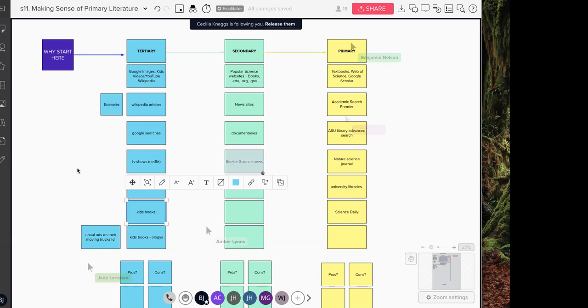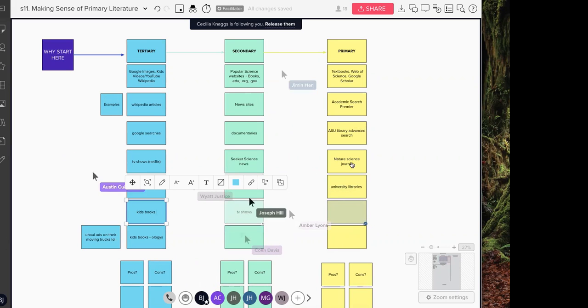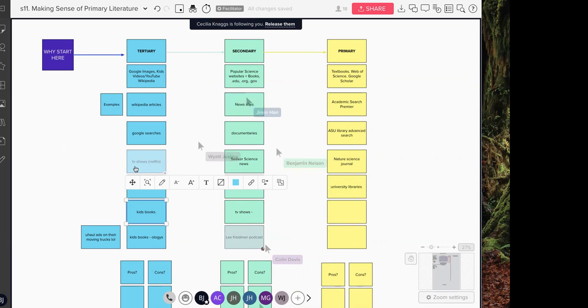Tertiary, that could also be a podcast. Same thing with secondary, that could be a podcast too. In some of these instances, you might get a little bit of the primary, if you are maybe having an interview with someone. So some of these things might be found in all three. So I want to come back to secondary for a second.